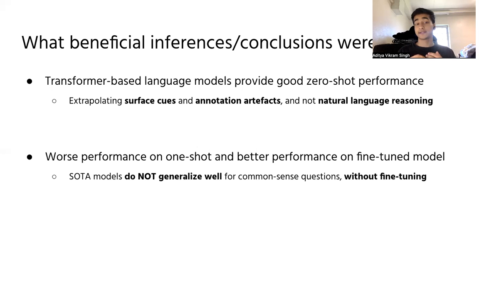We also analyzed that there was a very steep descent in the performance when we considered one-shot evaluations, which was understandable because the question answer pair we were supplying might have not been very relevant to our desired question. And we also saw that there was a better performance on the fine-tuned model, which made sense because the fine-tuned model would be more knowledgeable about the data set. And the overall conclusion was that state-of-the-art models did not generalize well for common sense questions without fine-tuning.